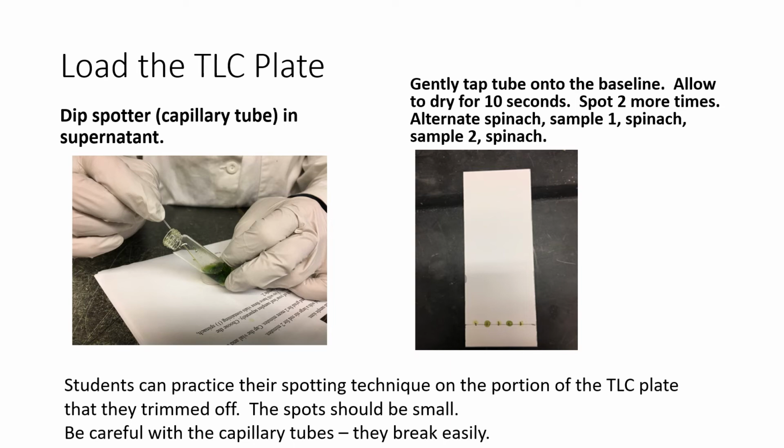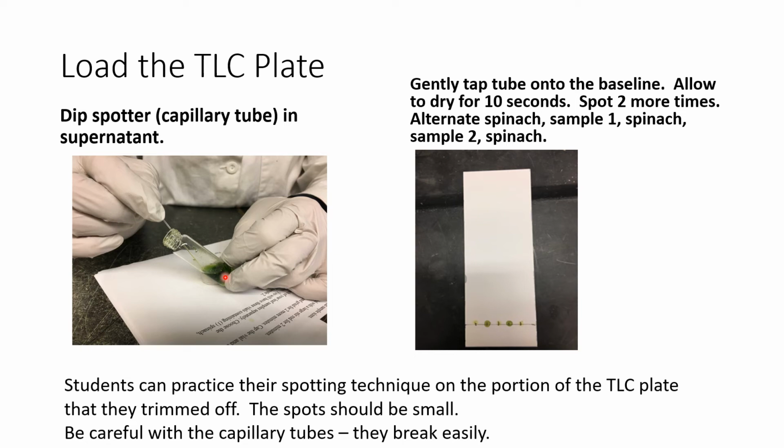So capillary tubes are these super thin glass tubes. So be careful with them because they can break pretty easily. When you dip them into the supernatant of the leaf sample, the tube will automatically draw up some portion of liquid in there. But try to avoid the solids at the bottom because you don't want to draw up the solid.